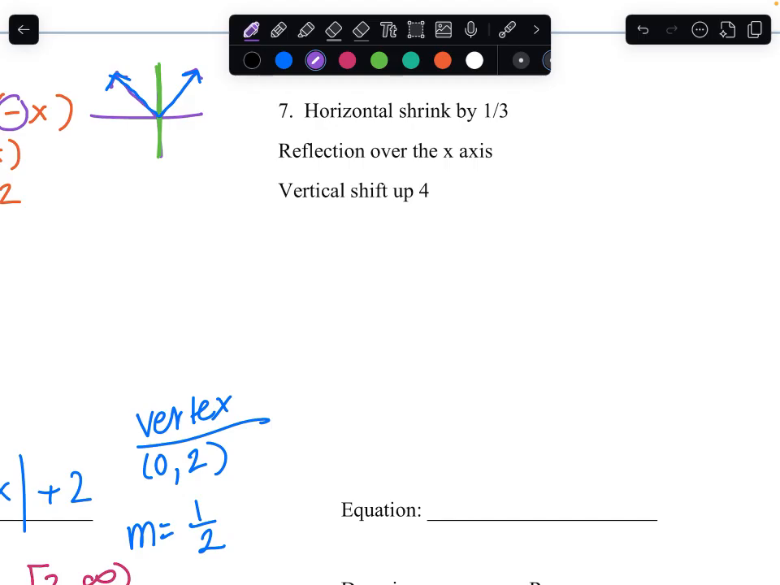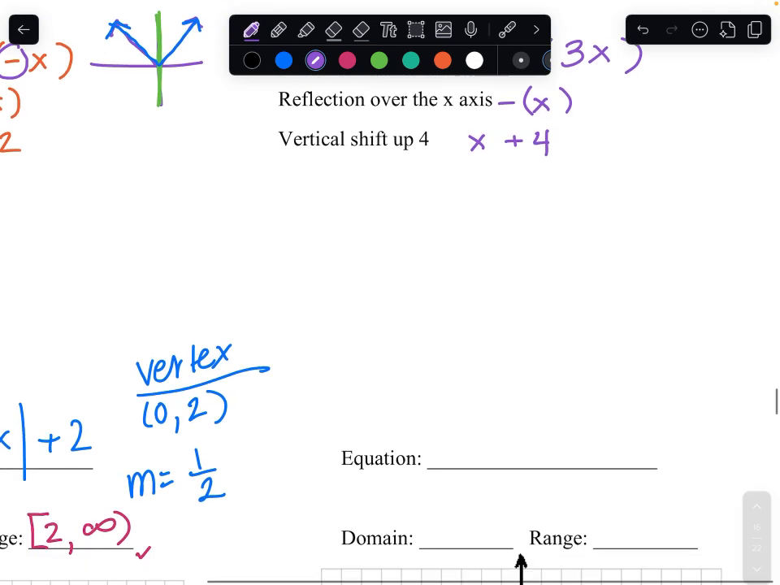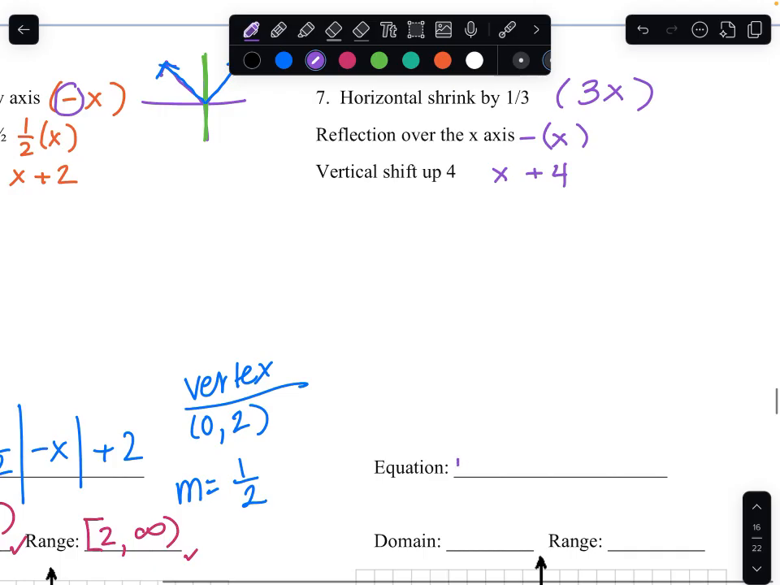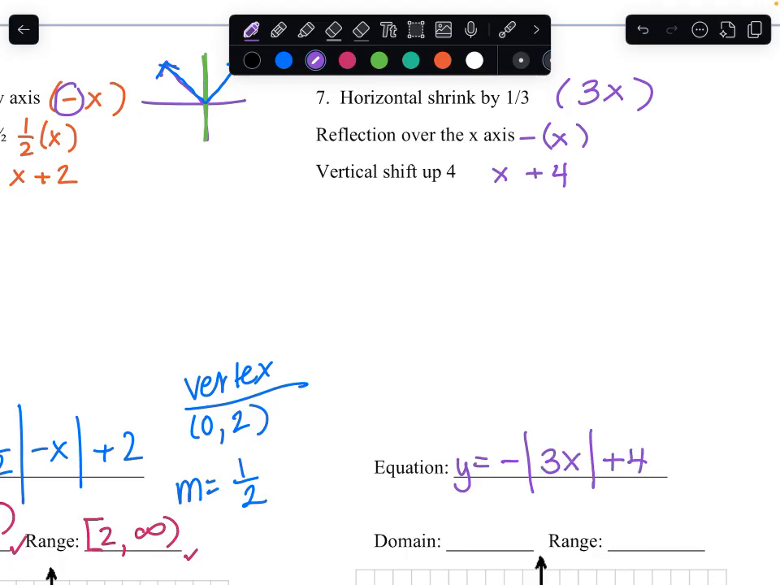So we have a horizontal shrink of 1/3, so that's where we would do the opposite. A reflection over the x-axis, so that's going to be on the outside, and then a vertical shift up 4. And so our equation would then be y equals, because we're creating an equation, oops, I forgot my negative, negative absolute value of 3x plus 4.